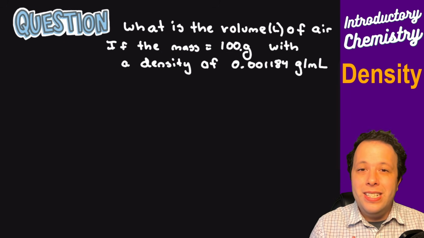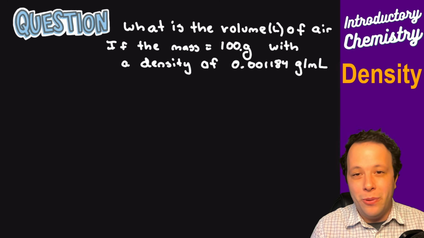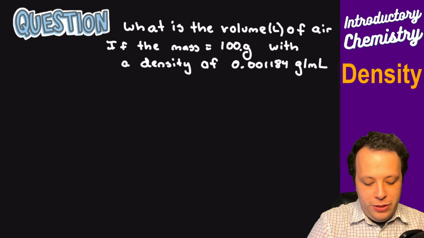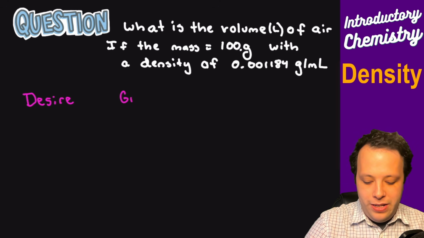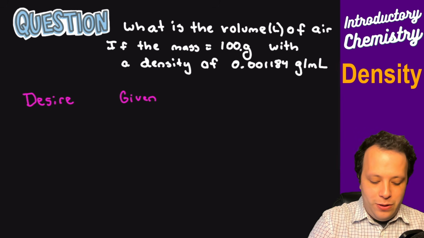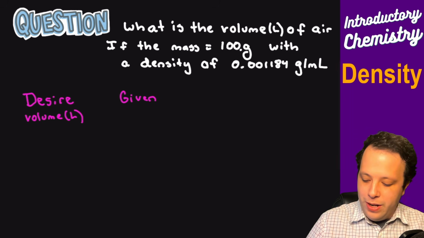Density. What is the volume in liters of air if the mass is 100 grams with a density of 0.001184 grams per milliliter? Okay, so if we were to do this problem, first thing we always want to do is write down what our desired and our given terms are to help keep ourselves organized. So the first thing, what do we actually want? We want volume and we want it in liters.